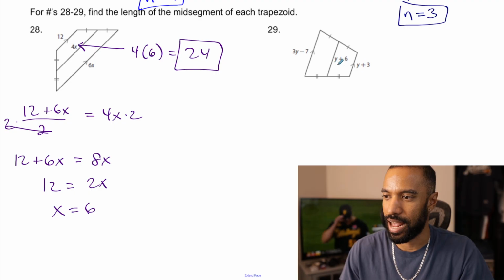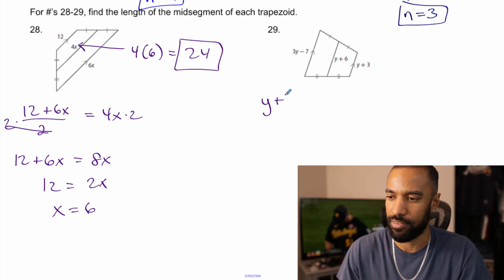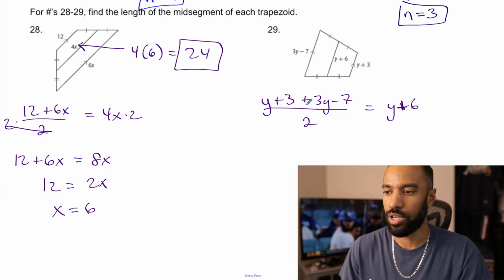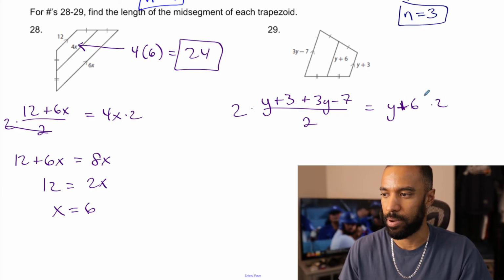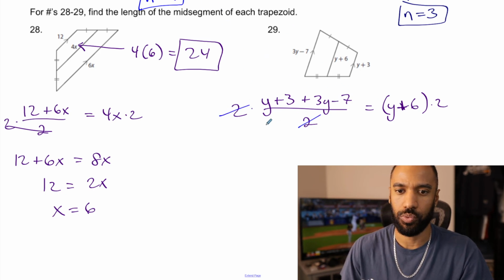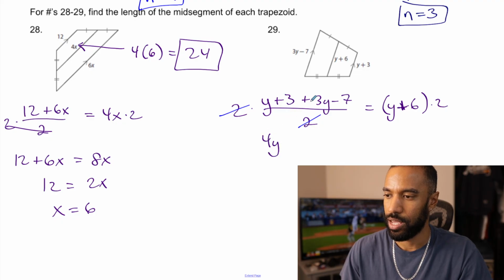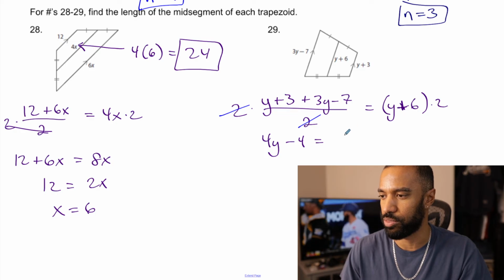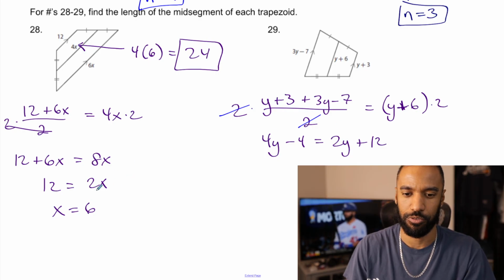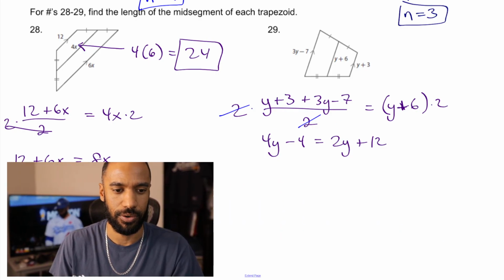And lastly, I got to average the y plus 3 and 3y minus 7. y plus 3 plus 3y minus 7 over 2 equals y plus 6. That's a plus. I will combine like terms up here, but I'm also going to multiply by 2 at the same time. I think it's just worth doing that part. So y plus 3y is 4y, and 3 minus 7 is negative 4. 4y minus 4 equals, I'm going to distribute this. Oh, I could have divided those by 2. Shoot. 2y plus 12.